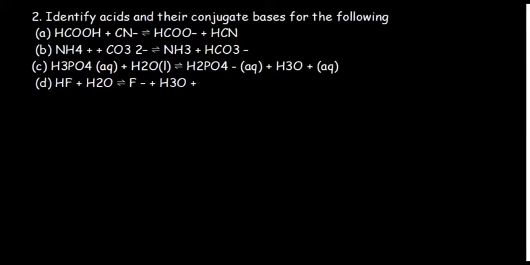So in the first reaction, that one is our acid and that is its conjugate base. In the second reaction, which one has lost a proton? So it's basically NH4 and that is its conjugate base. In the third reaction, which one has basically lost a proton? It's this one. That's its conjugate base. Then for the last one, just like that. So we've identified the acids and their conjugate bases in this question.